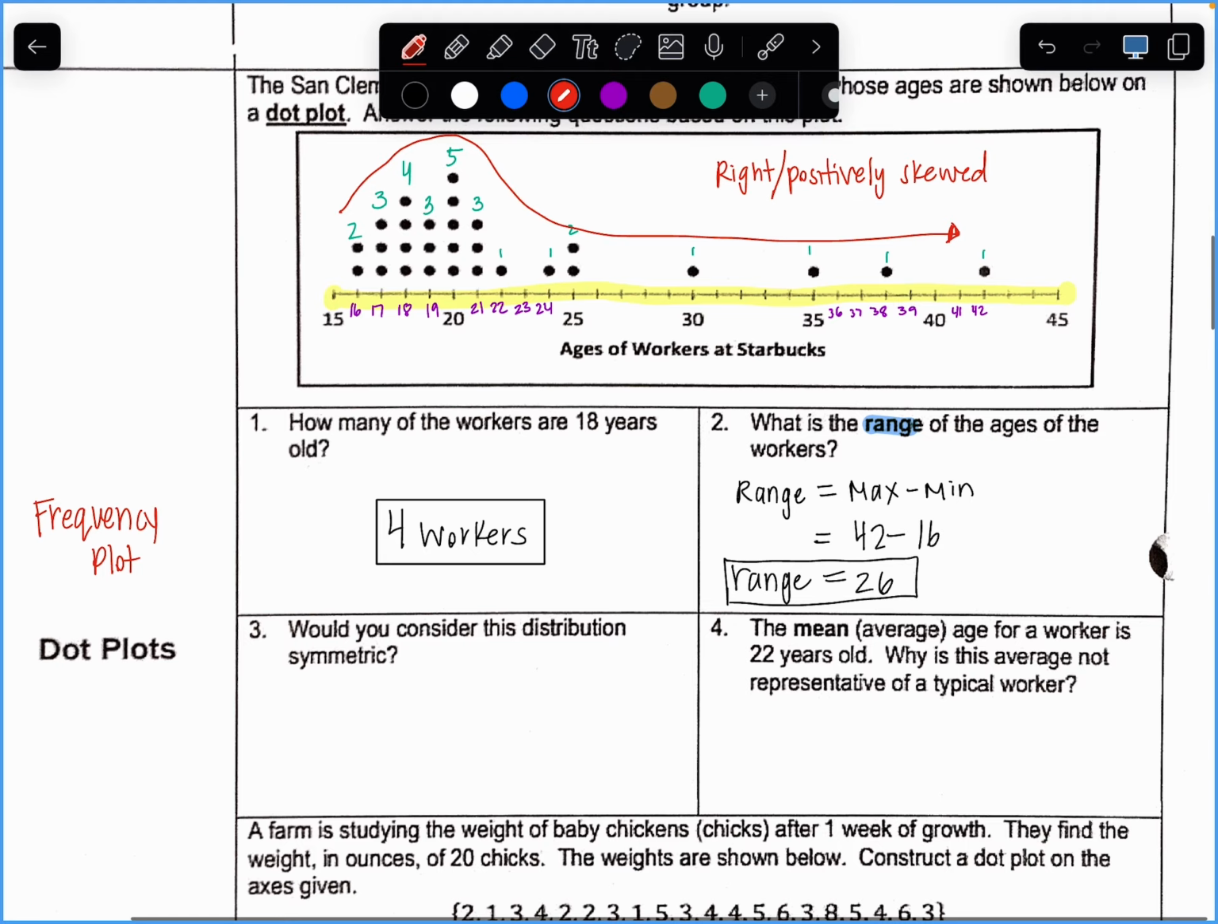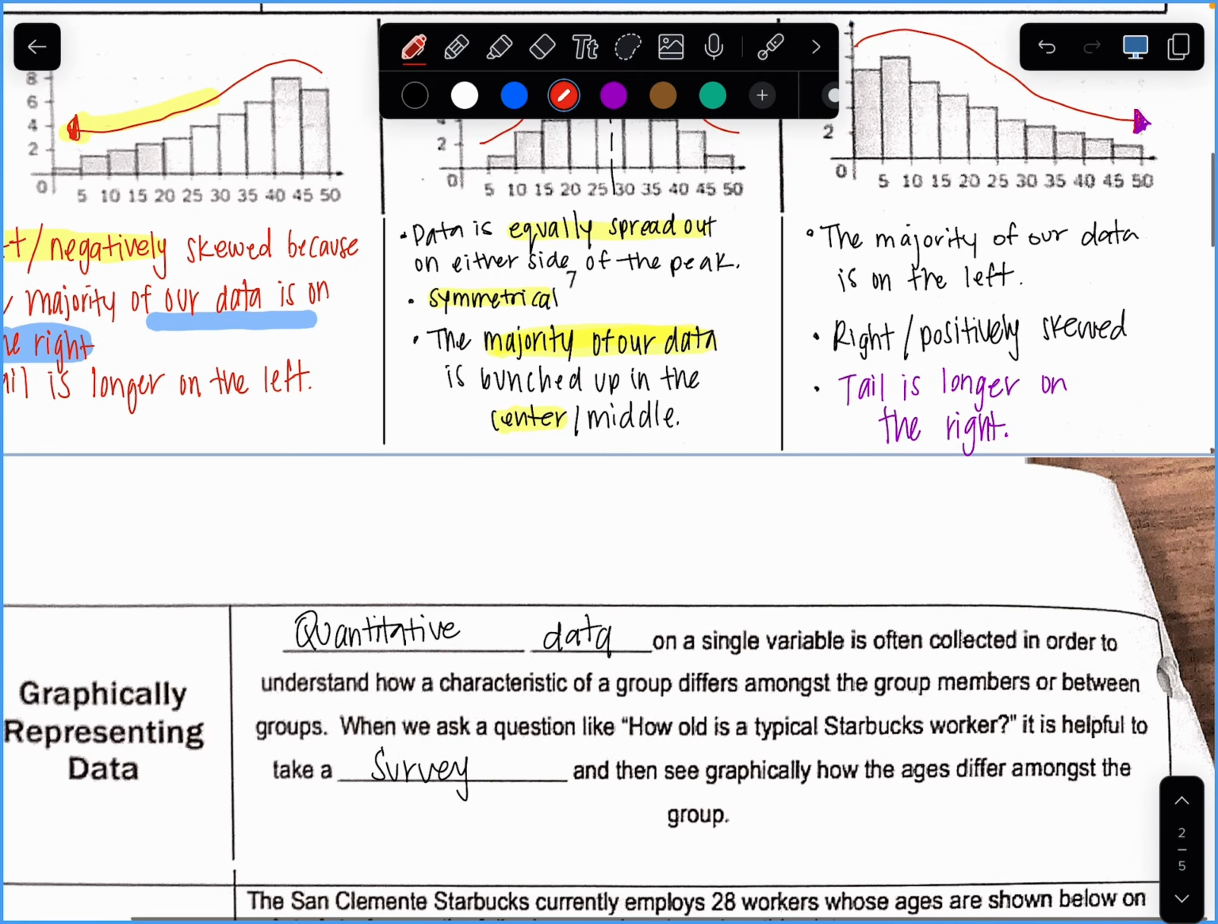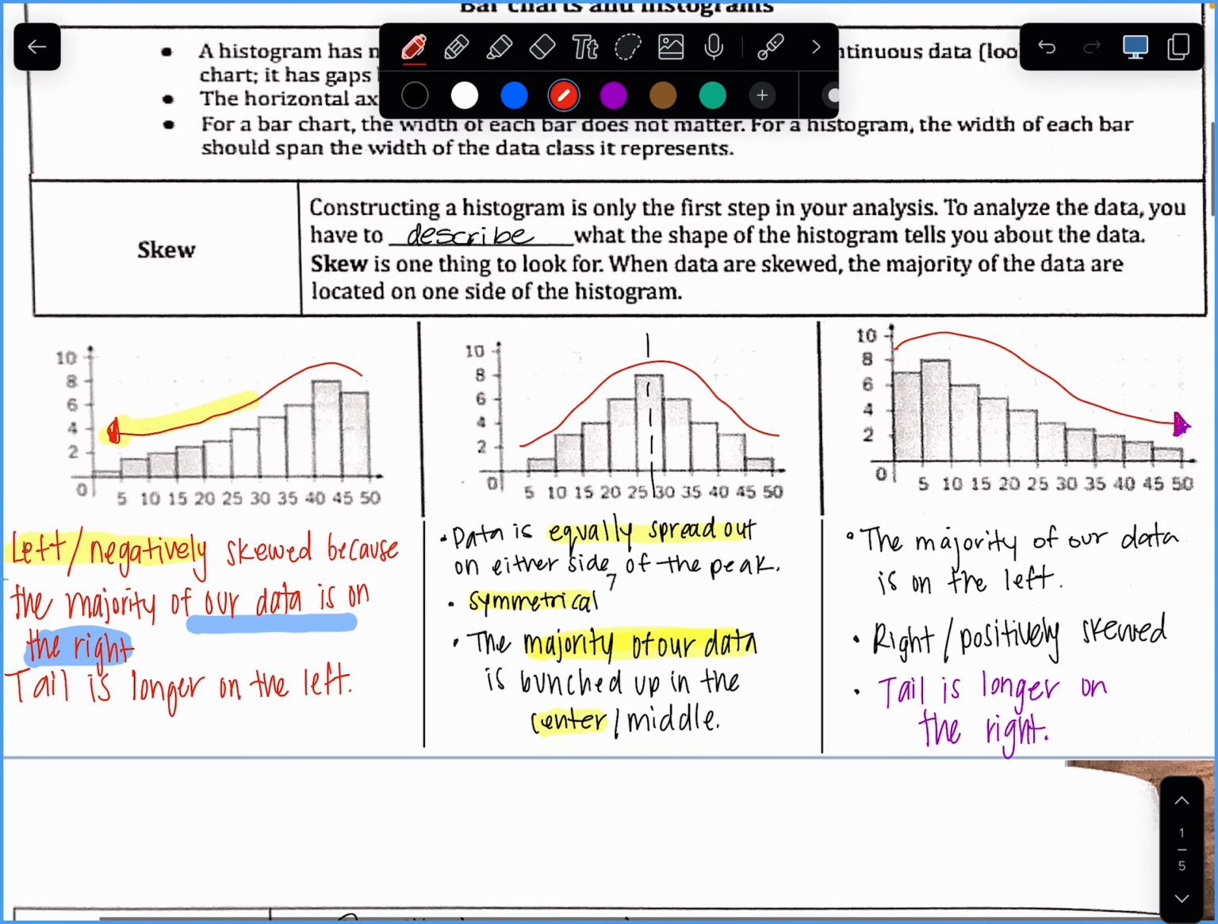What's the definition of skewed? We just went over it up on top. It describes the shape. Good question. It describes the shape of the histogram.